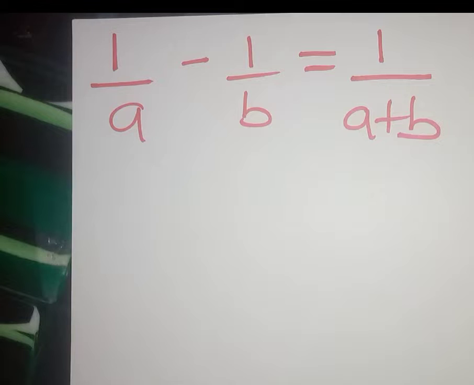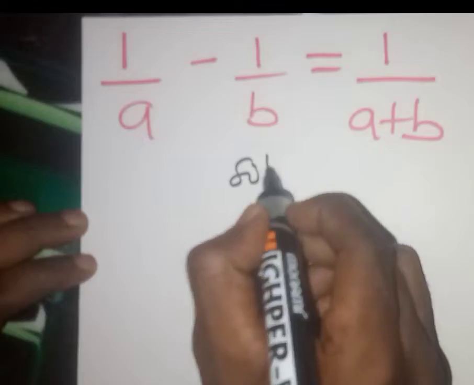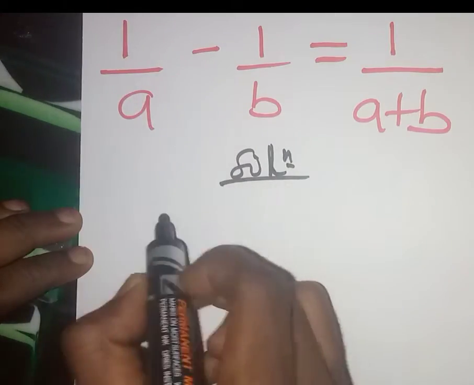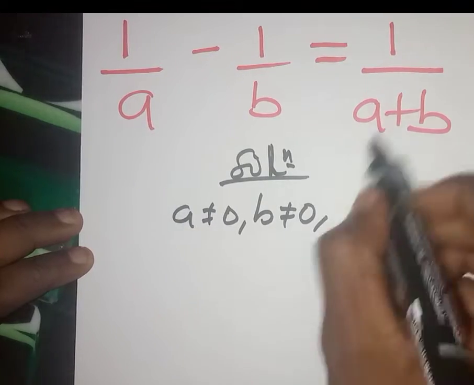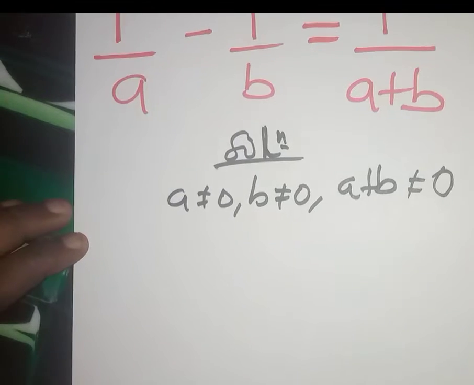Now before we solve such a rational equation, first what we must do is to define the domain of the function, or the domain of the equation. So let's do that quickly. Defining the domain of the equation, realize that a should not be equal to 0, b should not be equal to 0, and then also a plus b should not be equal to 0 in this case.